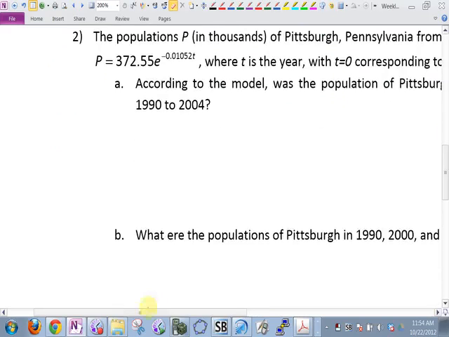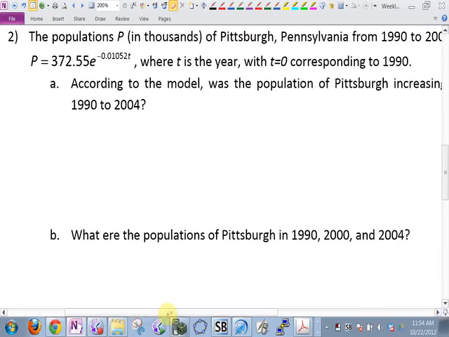Number 2, the population P, which is in thousands of Pittsburgh from 1990 to 2000, is given by 372.55 e to the negative 0.01052 t. According to this model, is the population increasing or decreasing over that span? Here's how I did it.